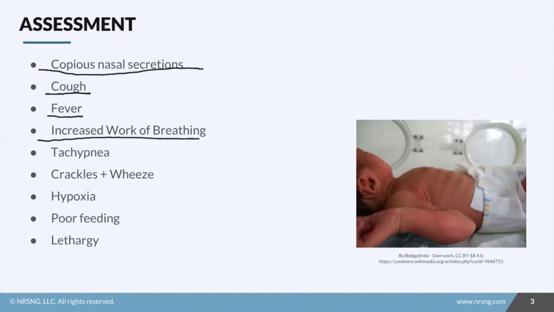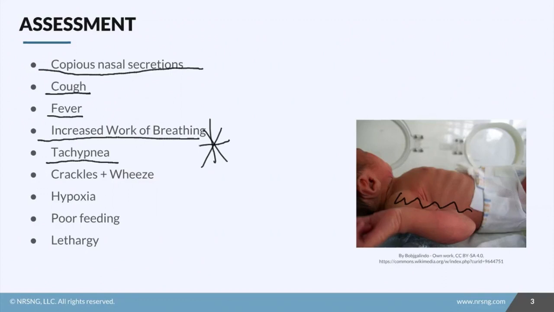Retractions are a sign that they are having to use all of these extra muscles to actually move that air. You can see in the photo here, they're having to use all of those extra muscles to get that chest wall to move to help them to breathe. They're also going to start breathing faster to compensate for those difficulties. These two symptoms are so important because when you pick up on the fact that a baby is having to work really hard to breathe, you can contact the provider or respiratory therapist and get that baby some help so that they don't get overtired and crash.